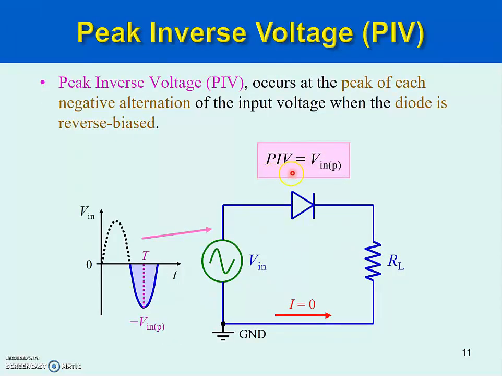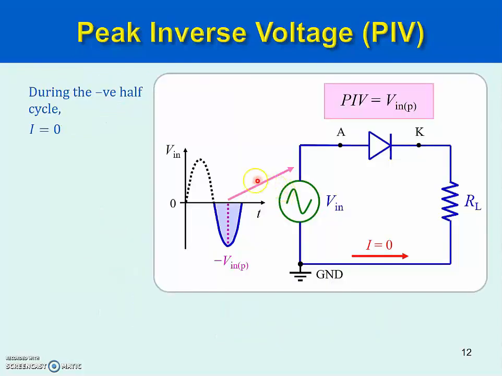Next, we see peak inverse voltage. Peak inverse voltage, PIV, is given by this formula. So what is peak inverse voltage? It is the maximum reverse bias voltage. When the diode is reversed, what's the maximum voltage across here? So let's see the proof.